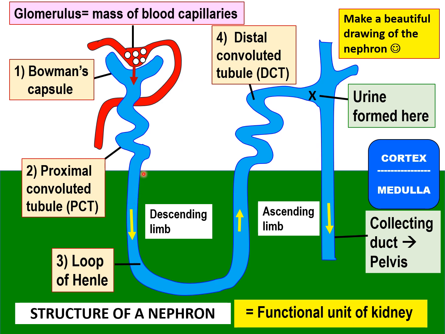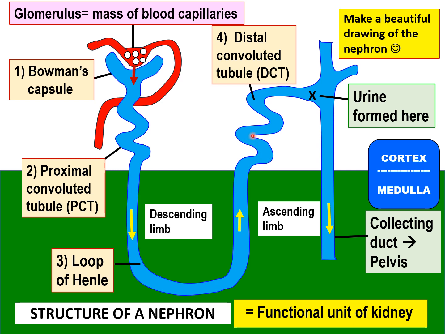Now, joined to that is the loop of Henle. So Henle is the name of a German scientist. The loop of Henle consists of 2 limbs here. Descending limb is where the fluid will flow downwards, and the ascending limb is where the fluid flows upwards here.